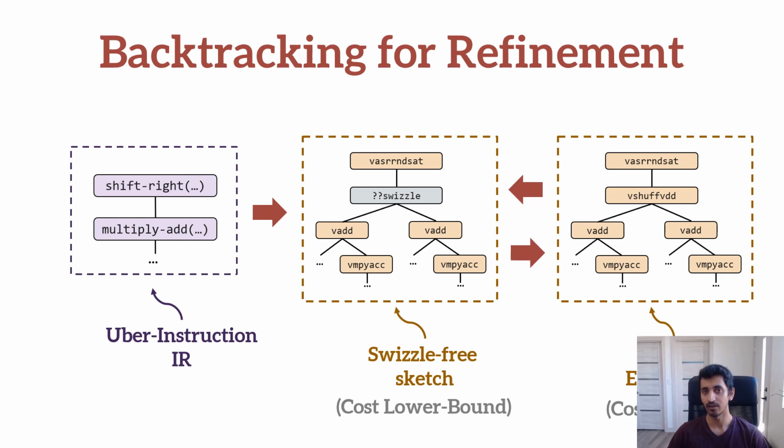Therefore, we allow our algorithm to backtrack, using the cost of the generated implementation as a constraint to refine the search space and generate better implementations.